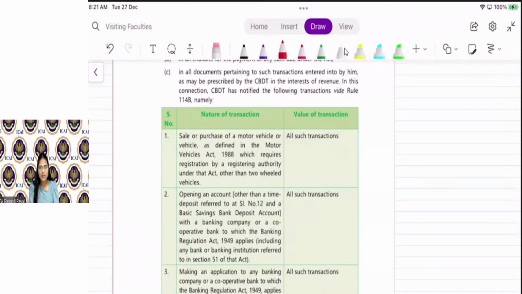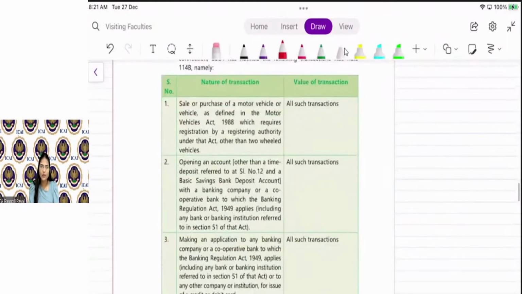Opening an account other than deposit. For deposit, it is provided in serial number 12, which we will discuss at that time. A basic saving account with the bank, cooperative society, to which Banking Regulation Act applies. So if you want to open a saving bank account in any bank, then you have to provide your PAN to the bank. As I earlier said, PAN is mandatory for opening a saving account.